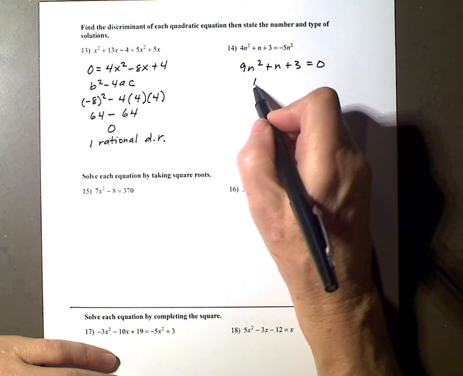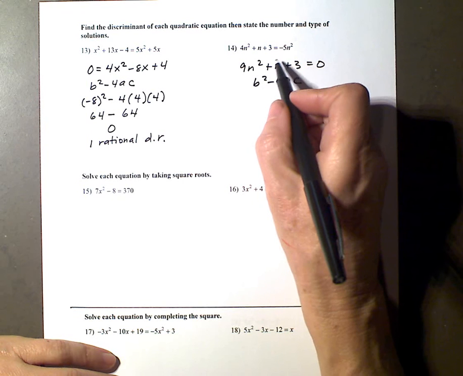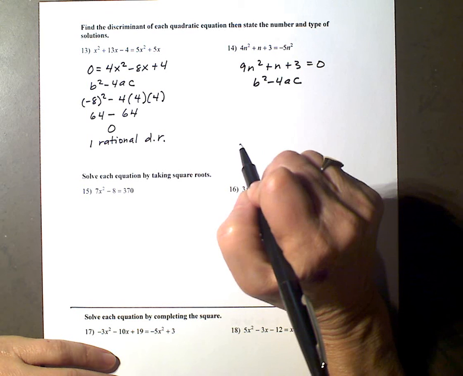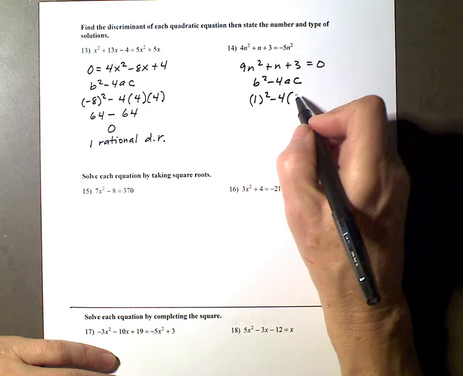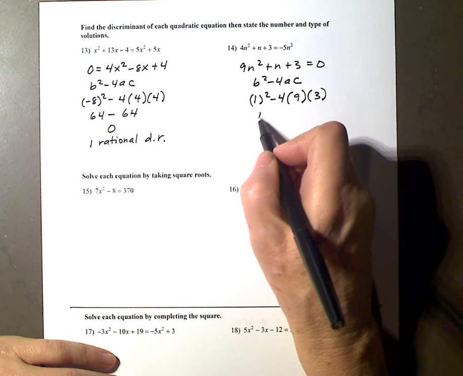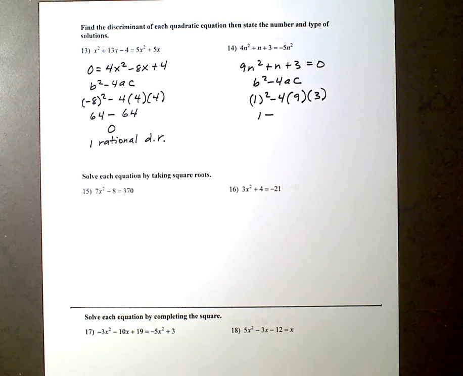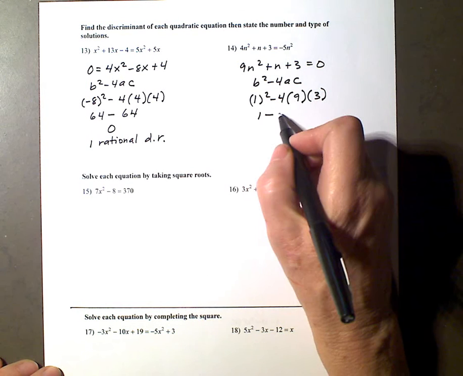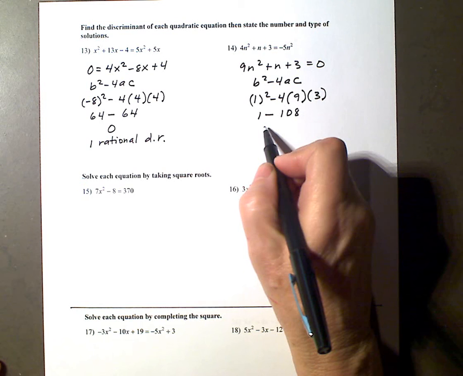So the value of b squared minus 4ac. The b is 1, the coefficient of this n, which is just a 1. So 1 squared minus 4 times a is 9 times c is 3. So this is 1 minus 36 times 3. 3 times 30 is 90, 3 sixes is 18, so negative 108. So I get 1 minus 108, or negative 107.